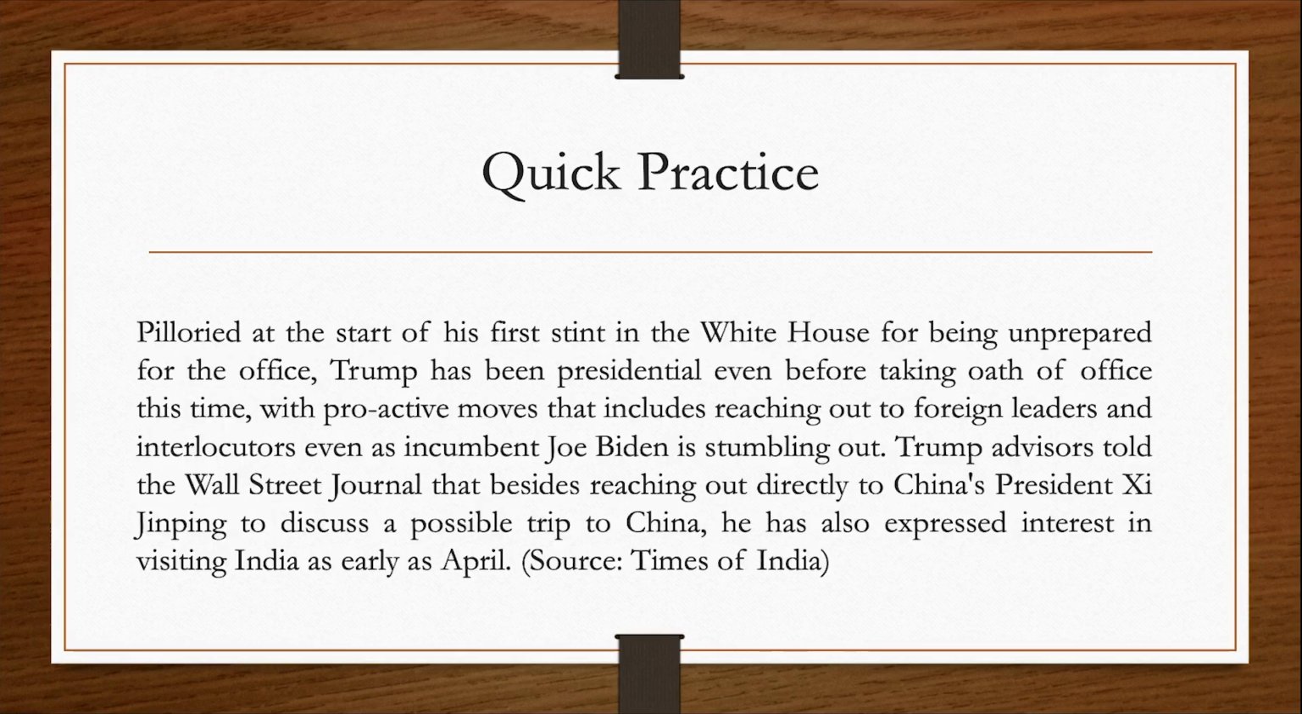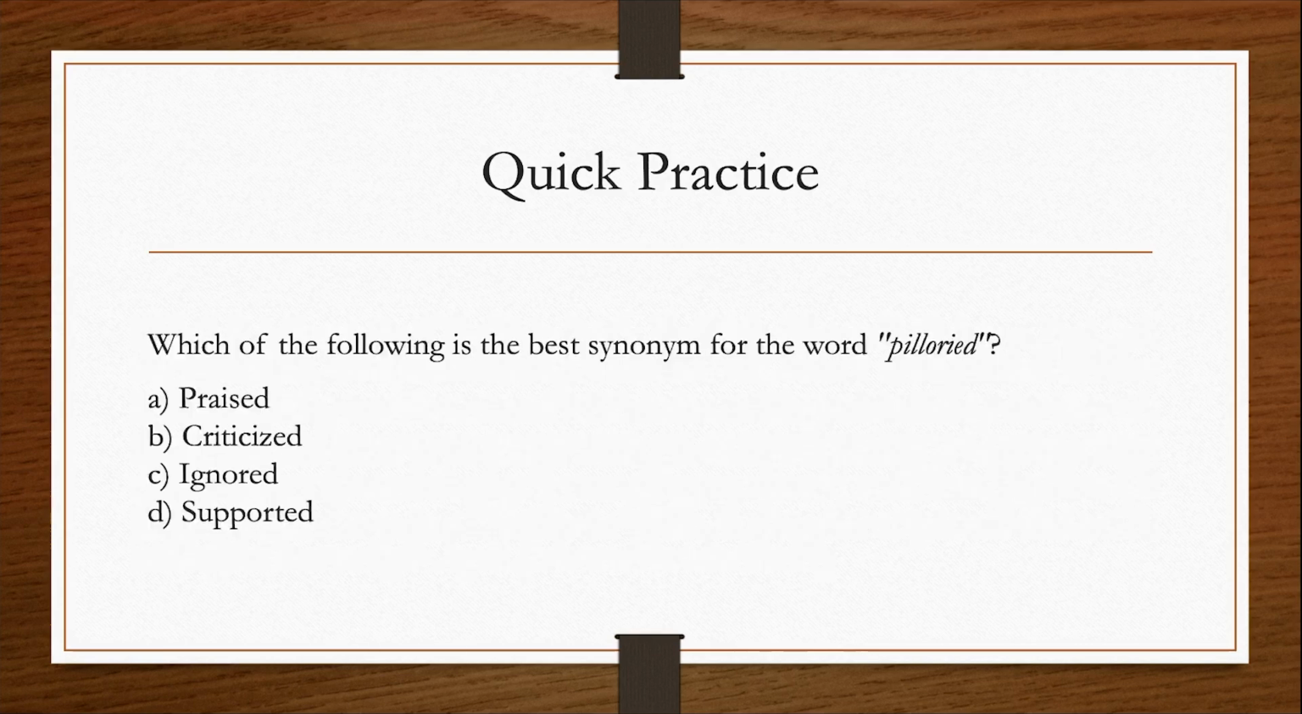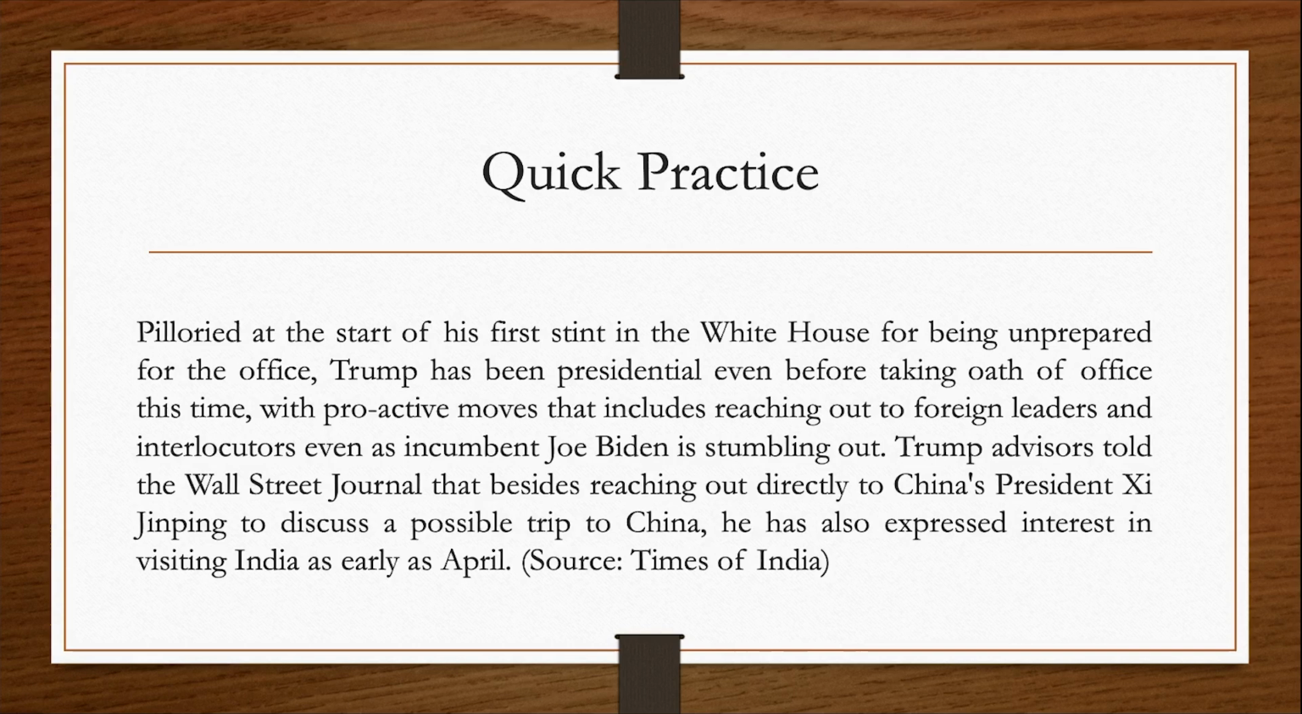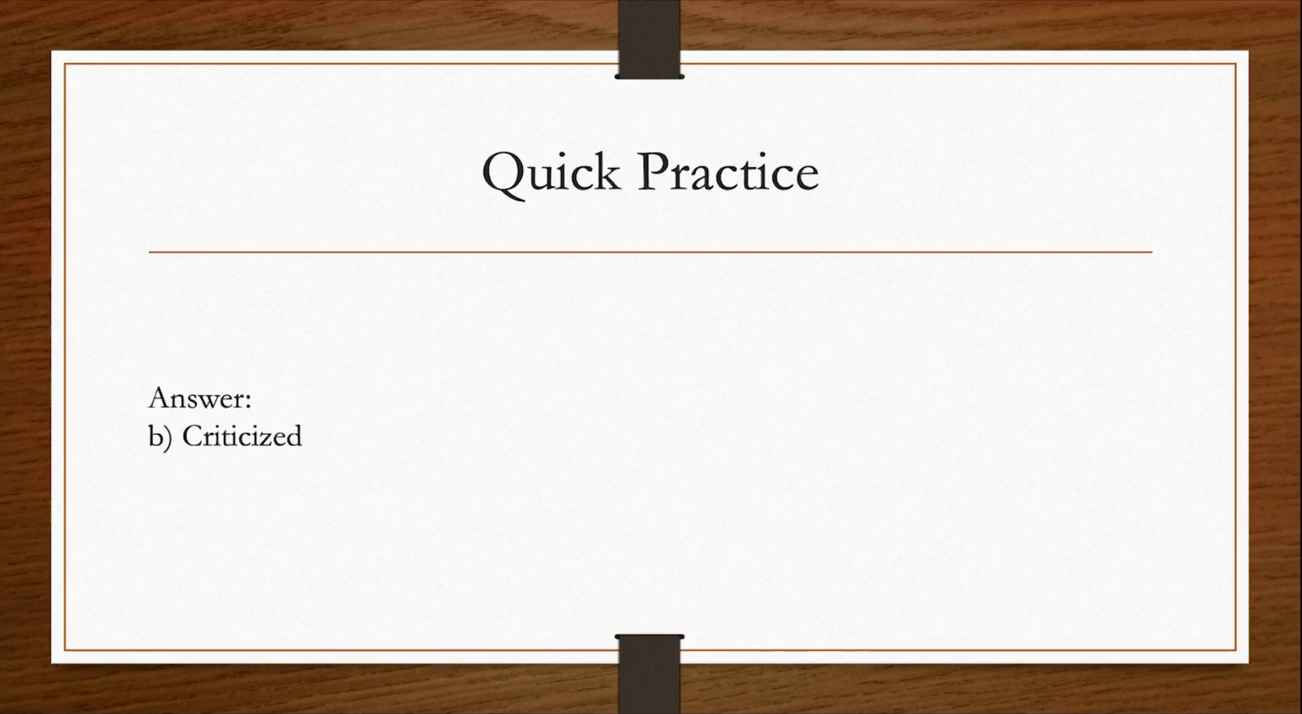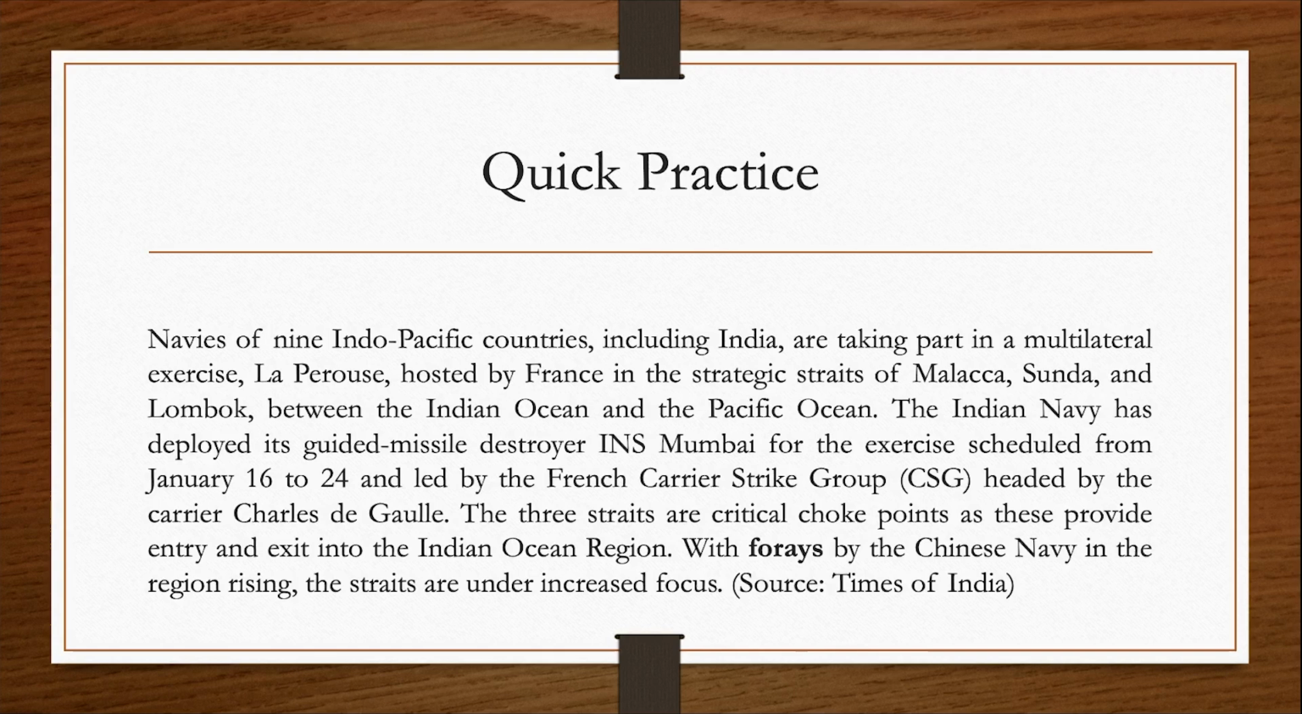You see, pilloried is the first word here. However, it's not always that the first word will be asked. There could be any word. Now pilloried: praised, criticized, ignored, and supported. If you read the first line very carefully, you will understand the nuanced meaning, in which sense the word is used. So here it is criticized. Donald Trump was criticized.